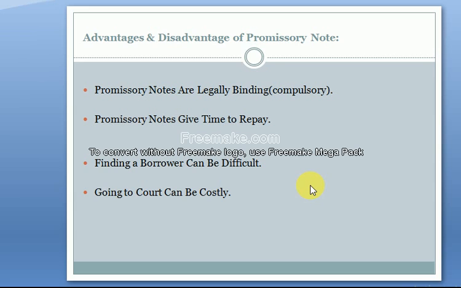Before going to discuss the advantages and disadvantages of the promissory note, we already know about the promissory note. We defined the promissory note. We already explained the parties that are involved in the promissory note. There are two parties involved: one is the issuer and one is the payer, the borrower and the lender. Then we discussed the features of the promissory note, so I hope you will understand those. Today we will discuss the advantages and disadvantages of the promissory note.